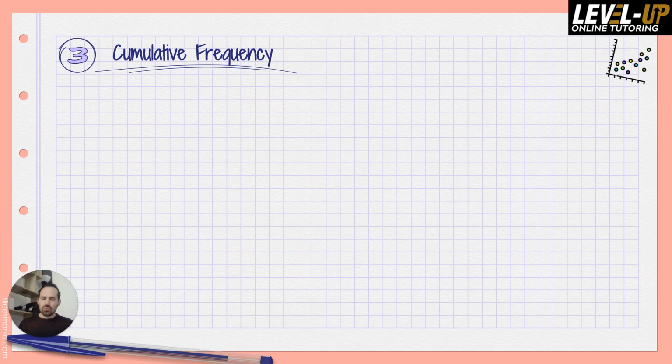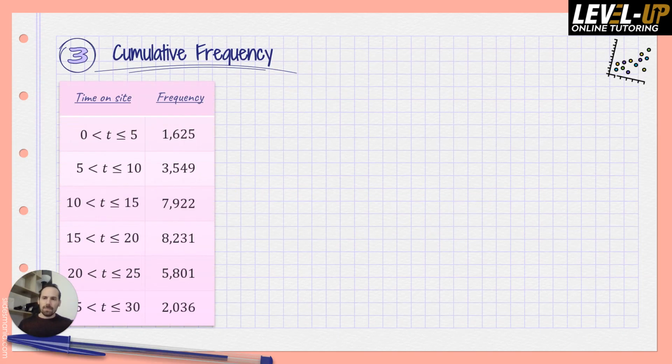So we might have something like this. Imagine this is a different site, maybe a competitive site or something like that, and we're comparing the two. You see this one has the same thing, but the categories are a bit different. We're checking from 0 to 5, 5 to 10, 10 to 15 minutes, and then we've got the number of people that spent that much time on their website.